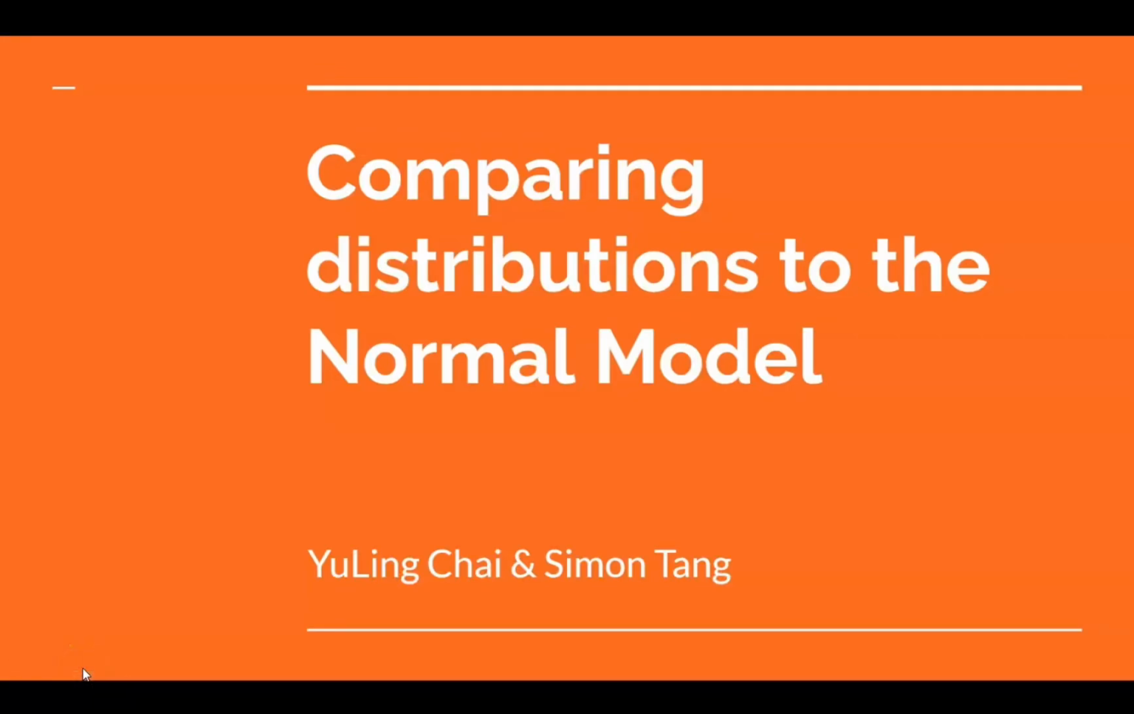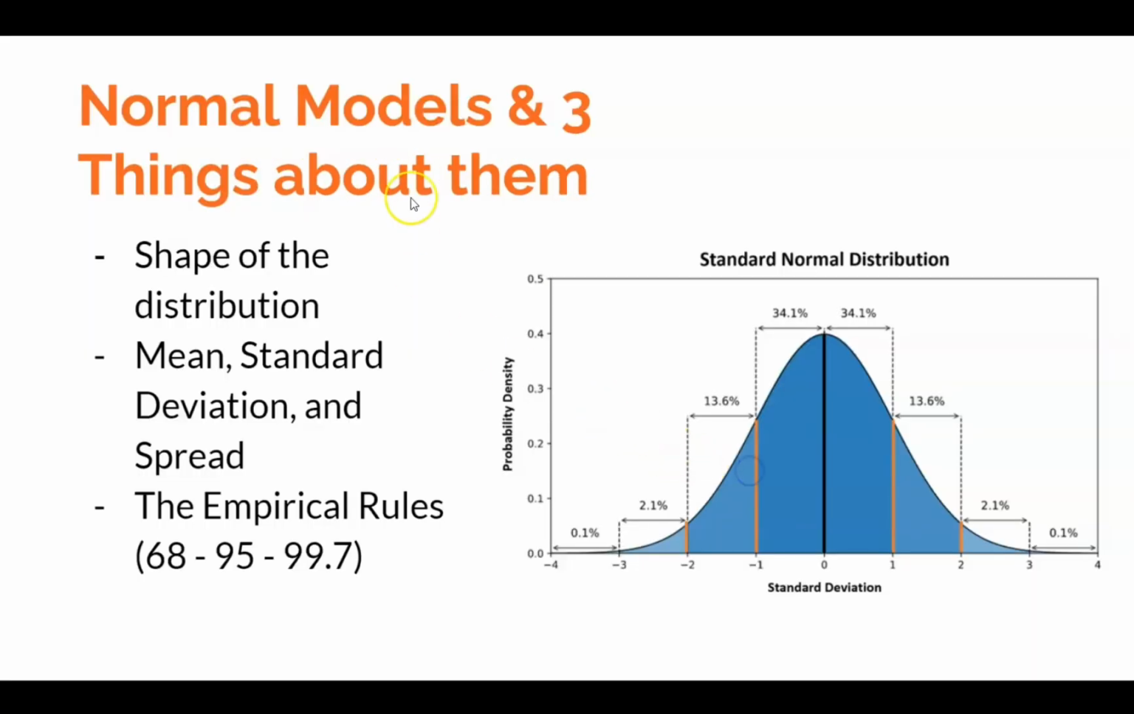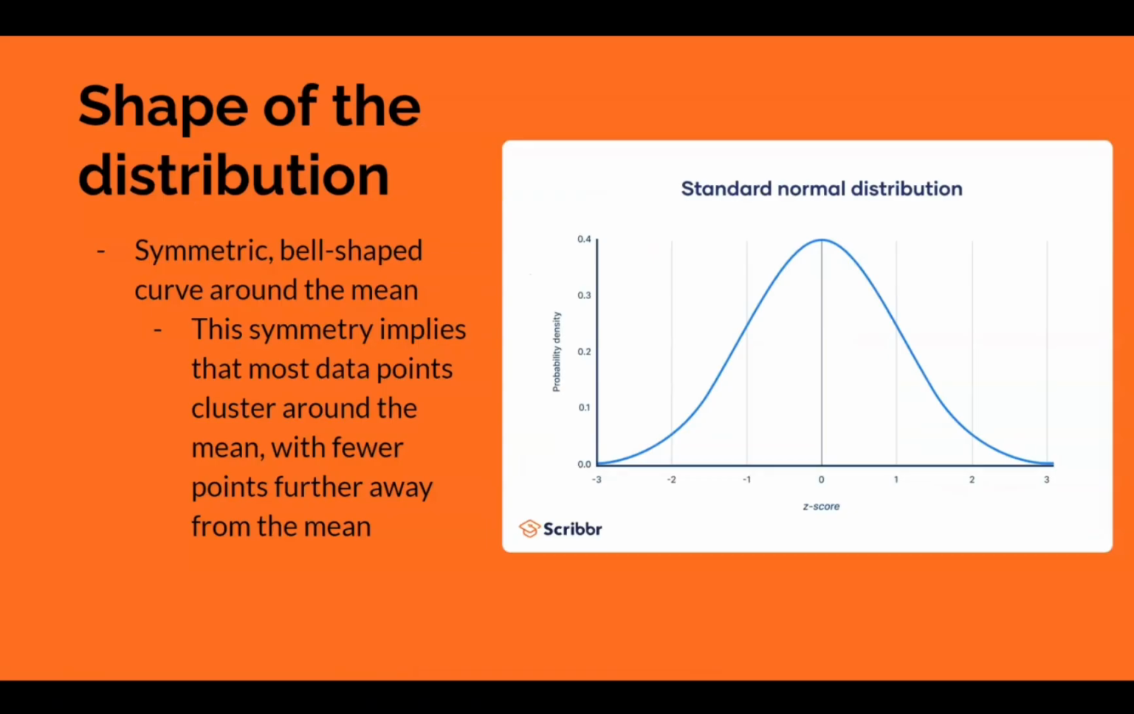And what are we doing today? We're comparing distributions to the normal model. Okay. So, normal models and three things about them. First, we have the shape of distribution. Mean, standard deviation, and spread. And the empirical rules of 68%, 95%, and 99.7%.